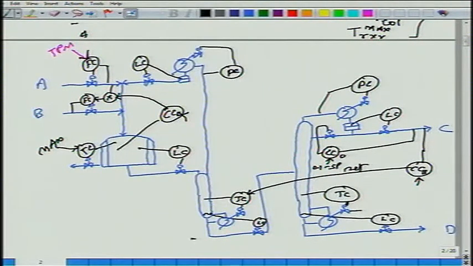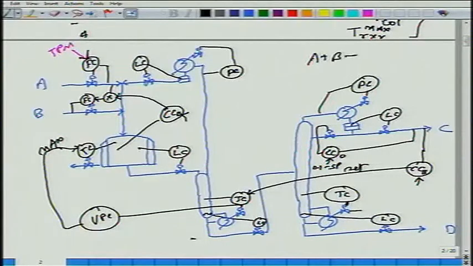Now, does it make sense? The side reaction can also be suppressed by a lesser amount of B. Meaning? The side reaction is the one that produces D: A plus B goes to C, and C plus B goes to D. The side reaction can also be suppressed by decreasing the amount of B.